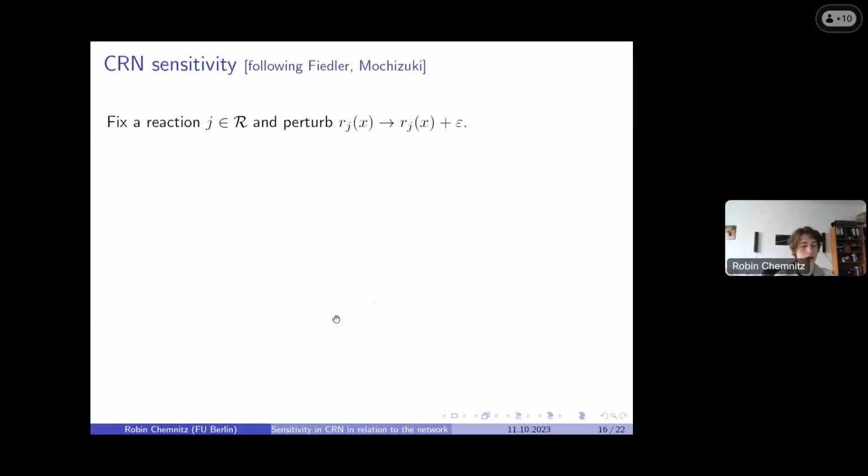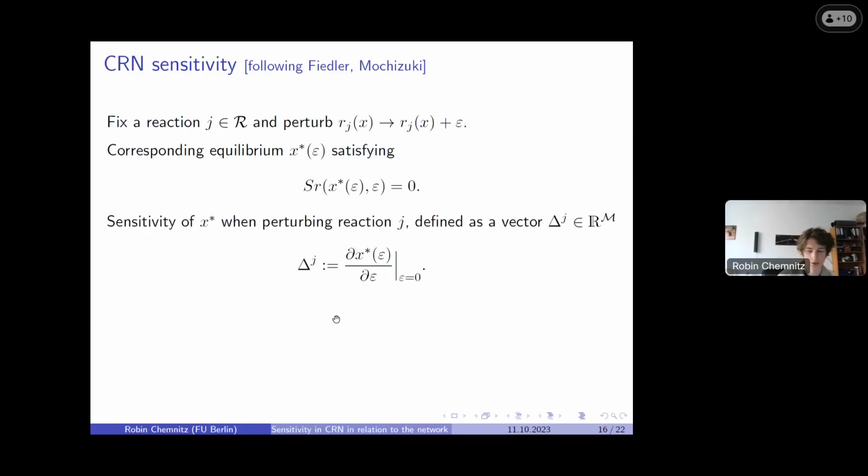And now we can consider the sensitivity. So we fix a reaction and we do a perturbation. We increase the reaction speed of that reaction by some epsilon, assuming that there is still an equilibrium in the vicinity. There is a condition later that will guarantee that this is the case. We can define this new perturbed equilibrium, x star epsilon, and as before we can determine the sensitivity of this.